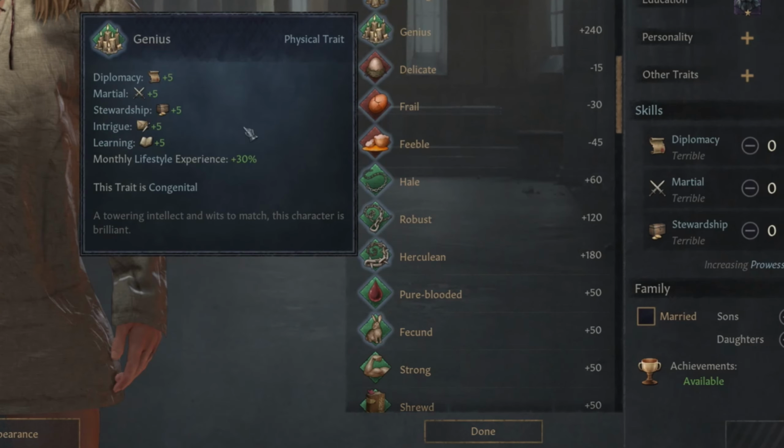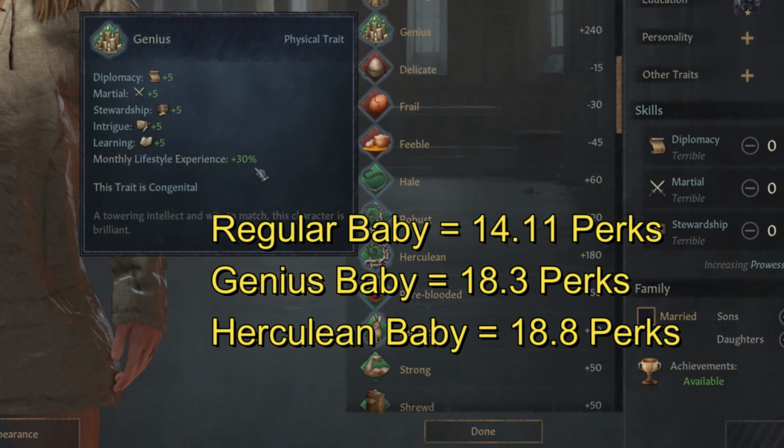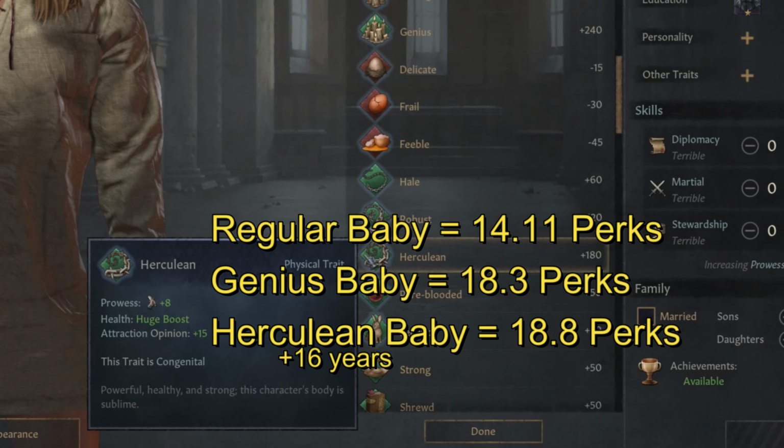Aside from the skills, Genius also gives 30% more lifestyle XP. With some math, a newborn baby will get about 14.11 perks over their life, versus a baby with Genius will earn 18.3 and a baby with Herculean will earn 18.8. But also the Herculean baby will live 16 years longer. That's my case for Herculean.